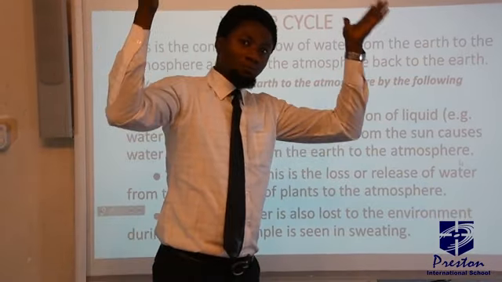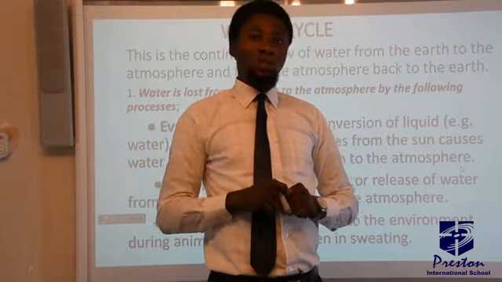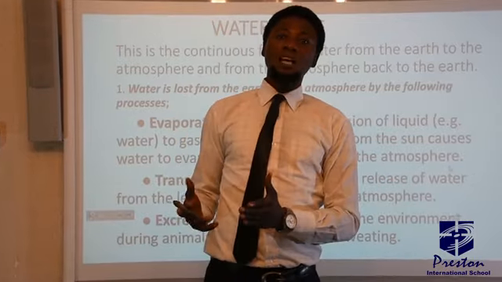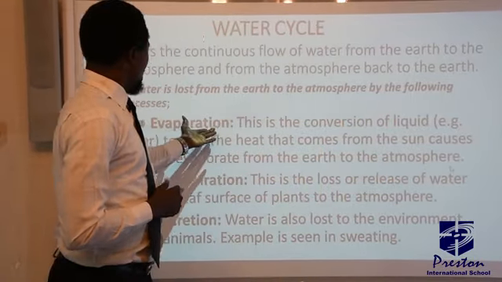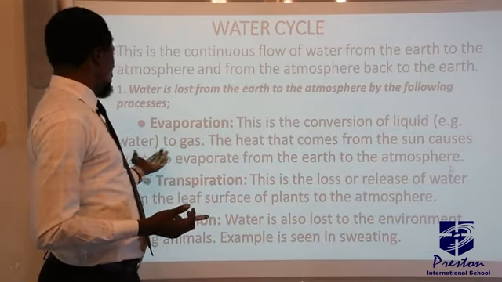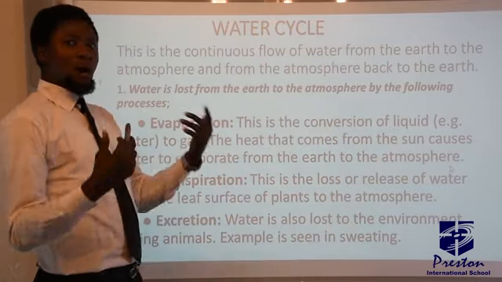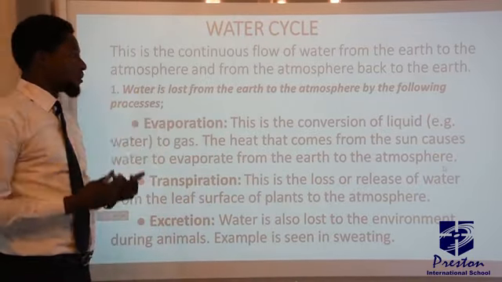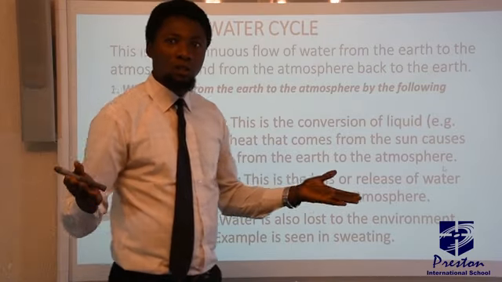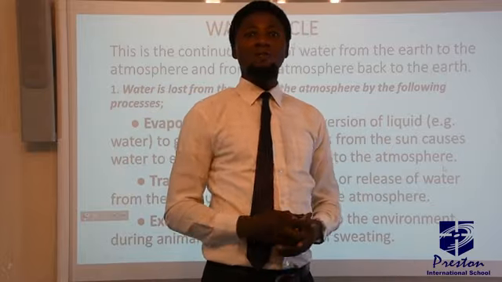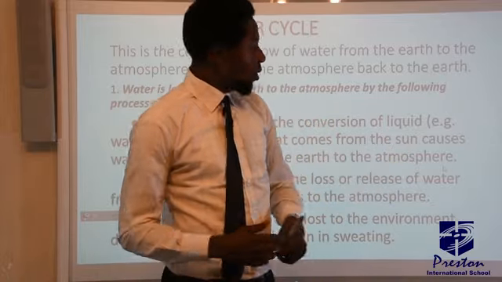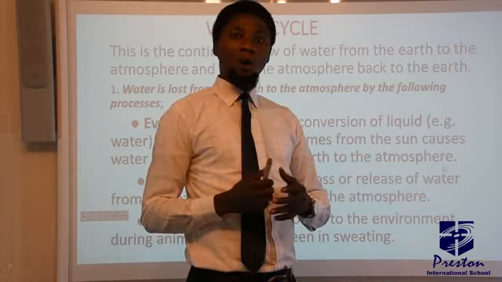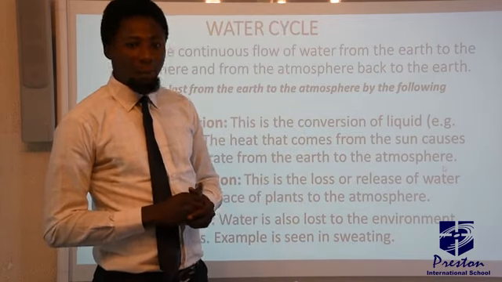Before now, we have spoken about evaporation, where we said evaporation is a process by which liquid substance is converted to a gaseous substance. Example is your water to gas. And how does this happen? The heat that comes from the sun causes water to be evaporated from the earth to the atmosphere. When you wash your clothes, you spread it outside on the line, you discover that after some time the clothes become dried up. When you put water outside, the water becomes reduced in volume. All these are caused by what we call evaporation.